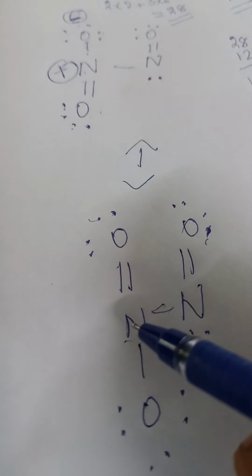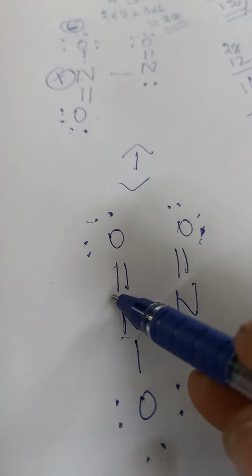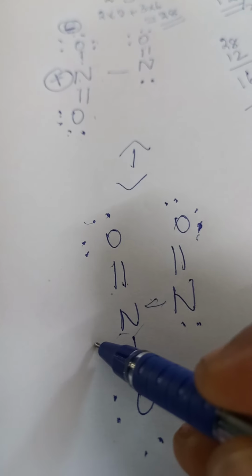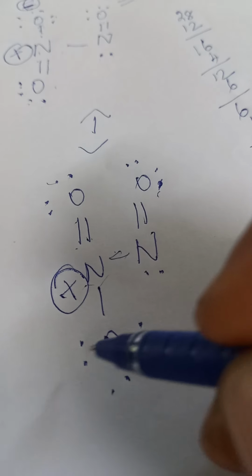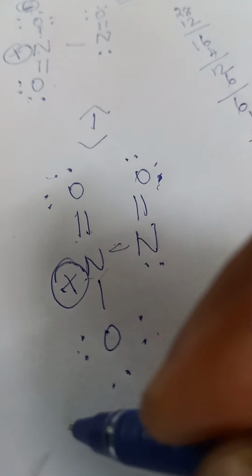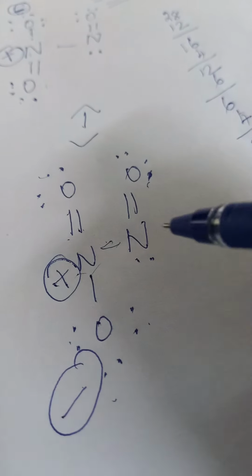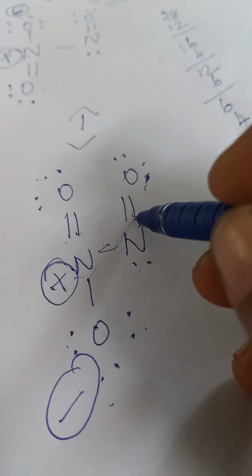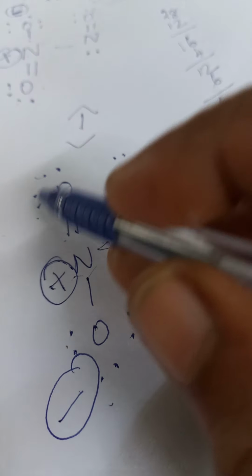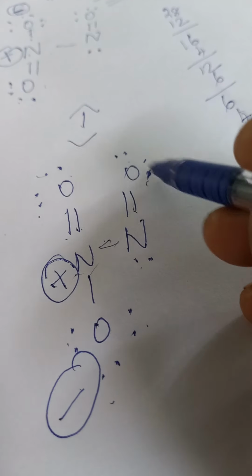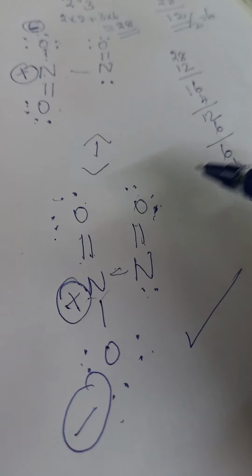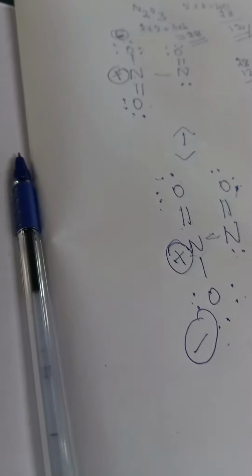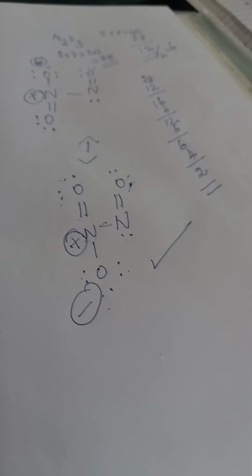Consider this one. This nitrogen 1, 2, 3, 4. Shortage. So plus. Oxygen 2, 4, 6, 7 excess. So minus. This nitrogen 2, 4, 5 okay. Oxygen 2, 4, 6 okay. 2, 4, 6 okay. So in such a way you have to draw the minus sign and the plus sign. Remaining structures you can go through in the book and you can draw and work out in your notebook.